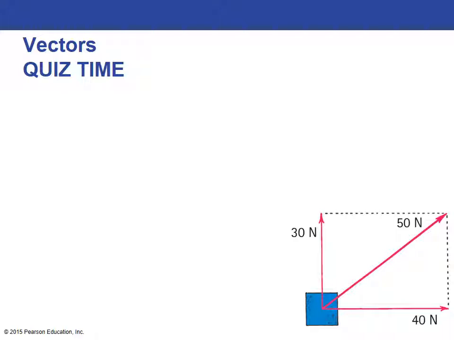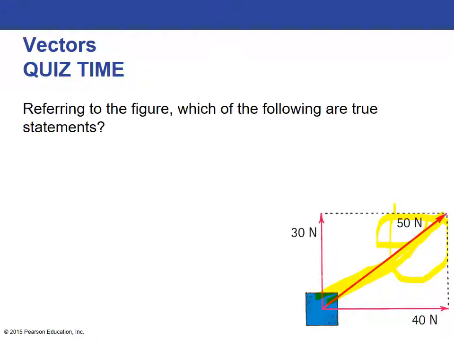Somebody has already looked at this for you. So here is the resultant. The resultant is 50 newtons, and it's following this line of the triangle. What do we know about this diagram? What can we conclude from this diagram?